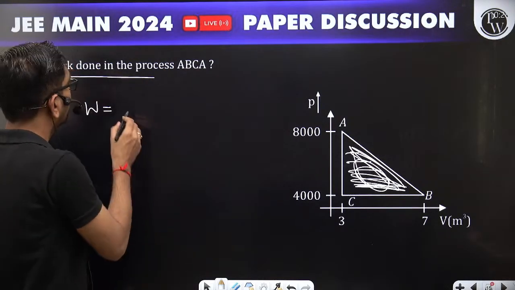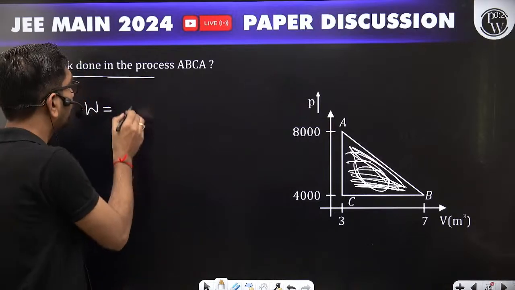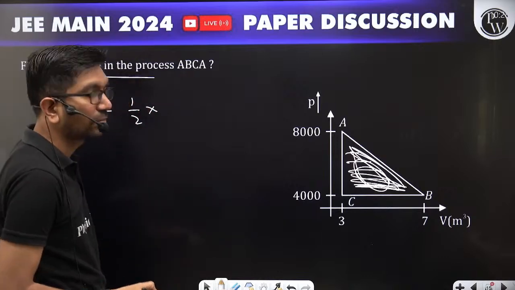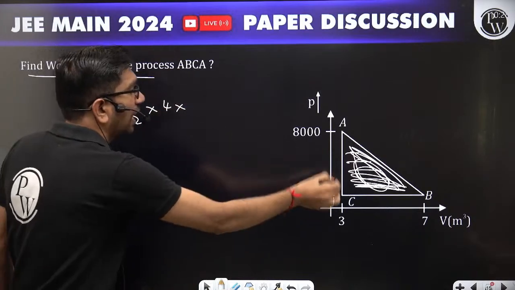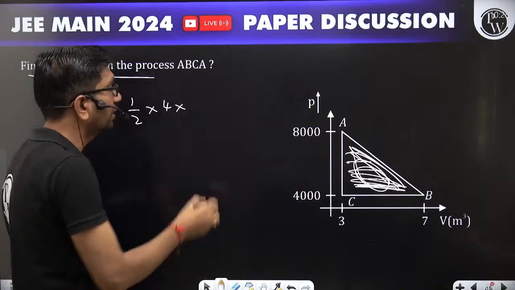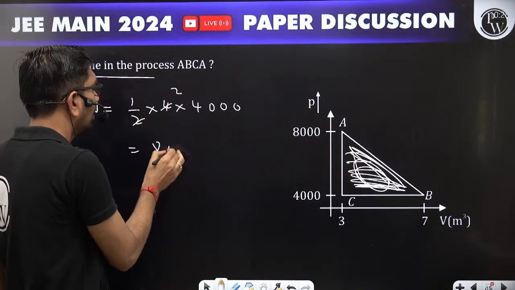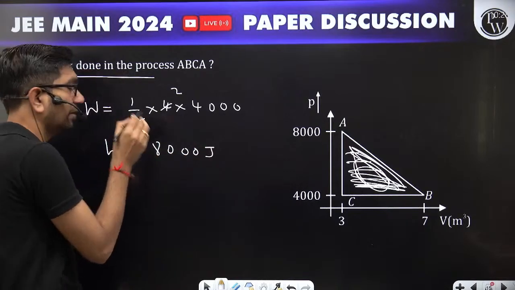Here, what do you get, beta? It is a triangle, right? So half into base into height. What's the base you have? 7 minus 3, it is 4. And what's the height you have? 8,000 minus 4,000, it is 4,000, right? Now, 2 2s are 4, so the final answer is 8,000 joules, okay?